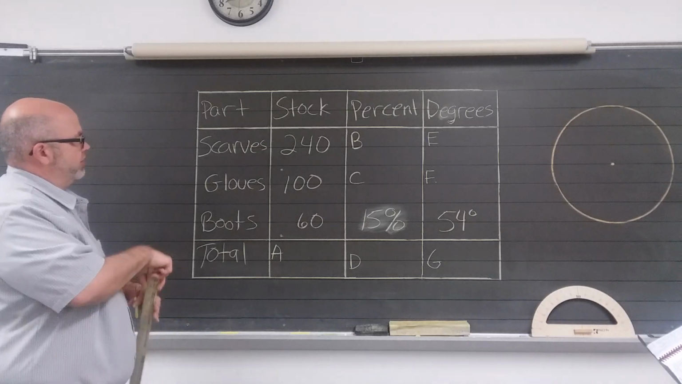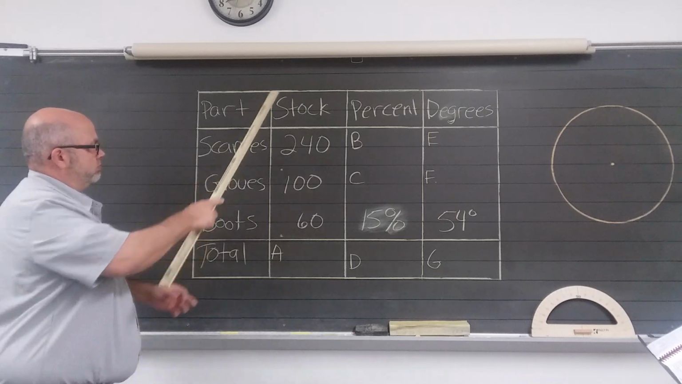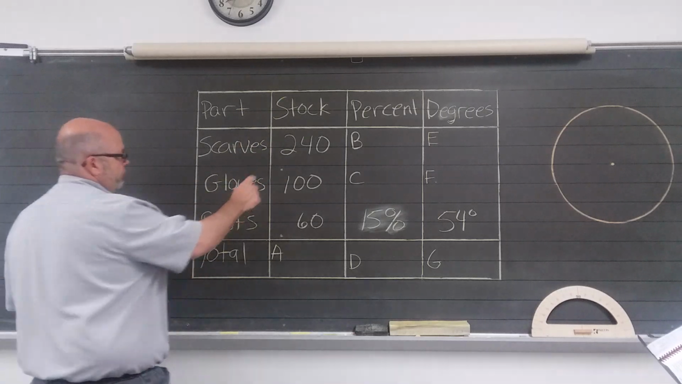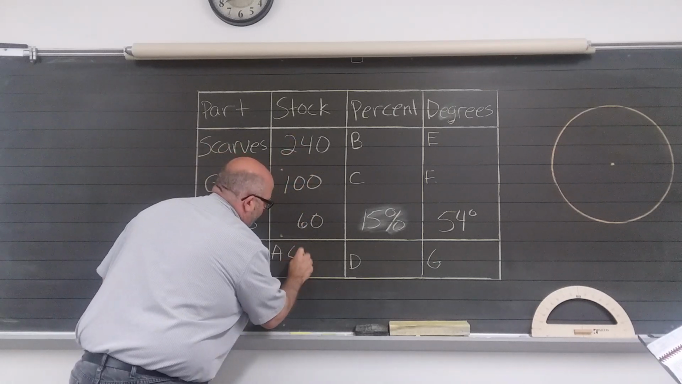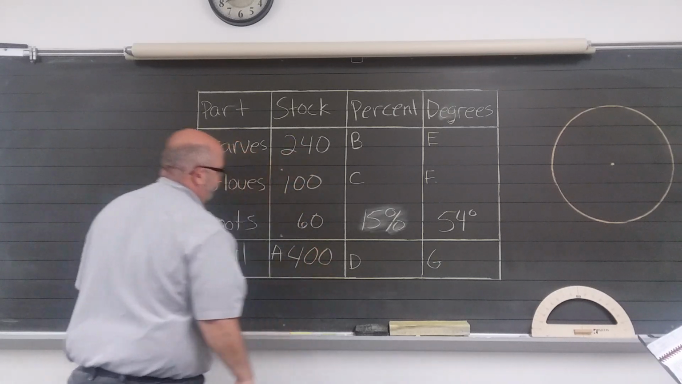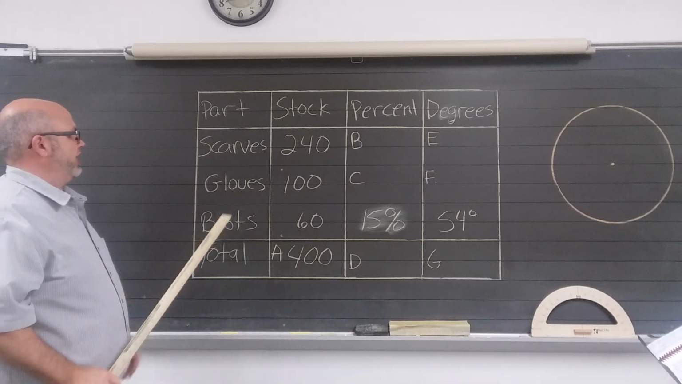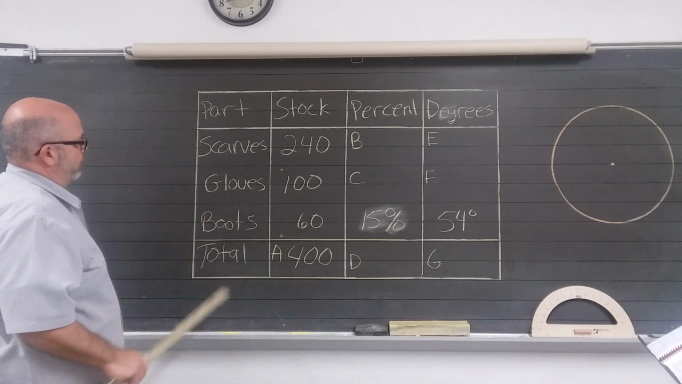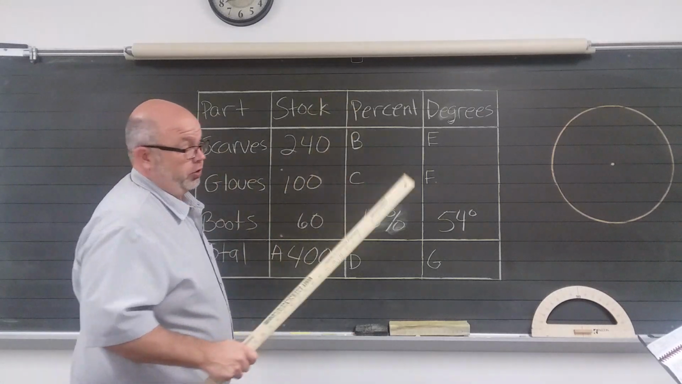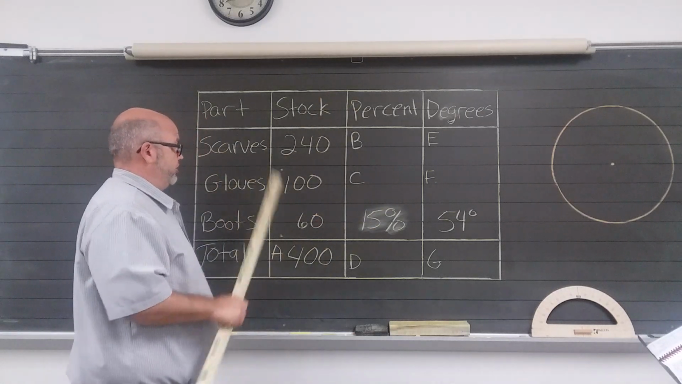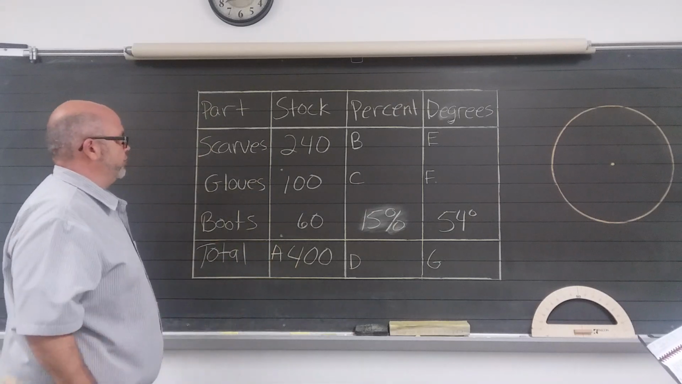All right, so our stock total, simply add these numbers up. 240 plus 60 is 300 plus 100 is 400. So A is going to be 400 on this one. This is a store that is getting ready with winter products, of course, or maybe they're putting on a sale right now because spring's coming up, so all this stuff's on sale. Scarves, gloves, boots.